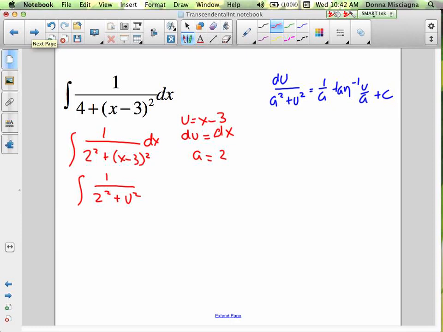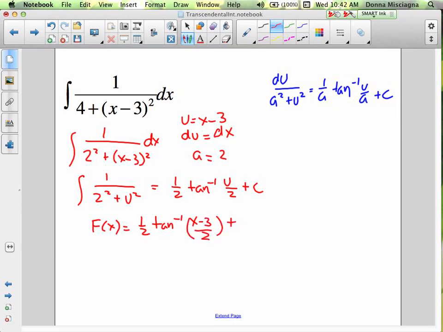All right, so if you weren't sure with the x minus 3 part, when you substitute with the u squared, it's like, oh, arctan, right? So that's going to be 1 over a, so that's going to be 1/2 arctan, and then u, which is still a u right now, over 2 plus c, and then we'll just substitute back, and we're done with this one. So f of x equals 1/2 arctan x minus 3 over 2, I'll put that in parentheses, plus c. And there we go. That's it. All right, not too bad.